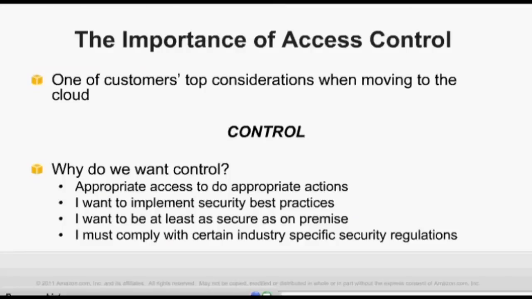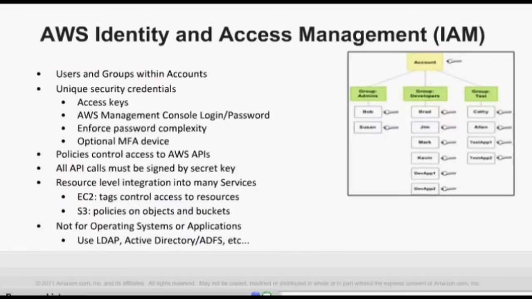And that actually is the core of the AWS Identity and Access Management. You have the ability within an account to create users and groups. Each user can have their own access key, their own optional management logon for the management console. You can enforce password complexity rules of your choice on there, and even decide that each user must have an MFA device in order to log on.